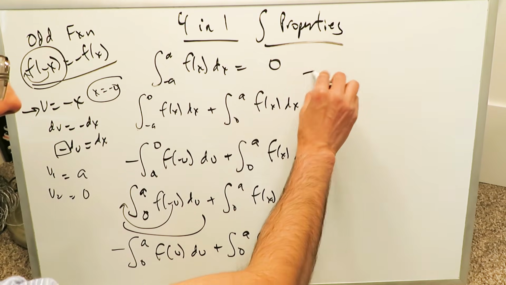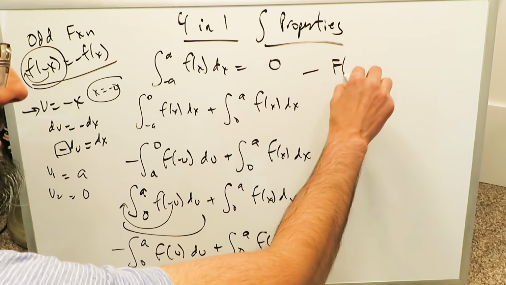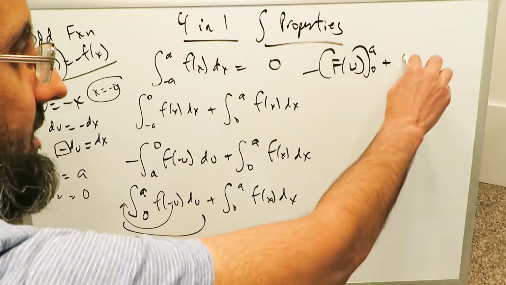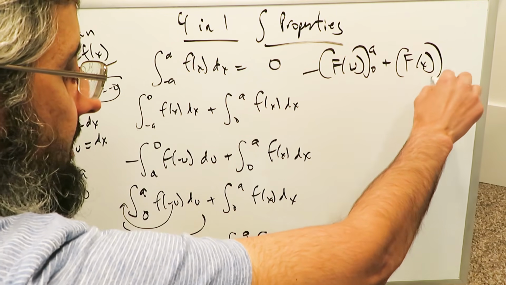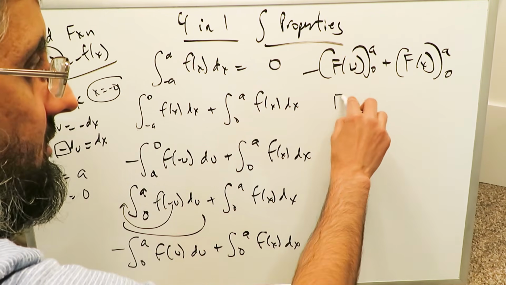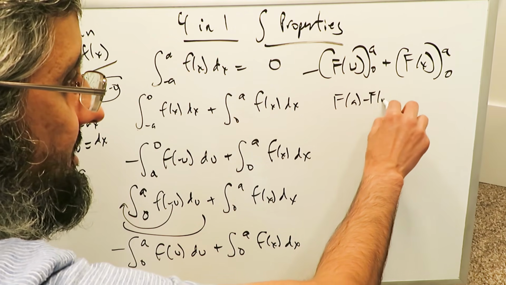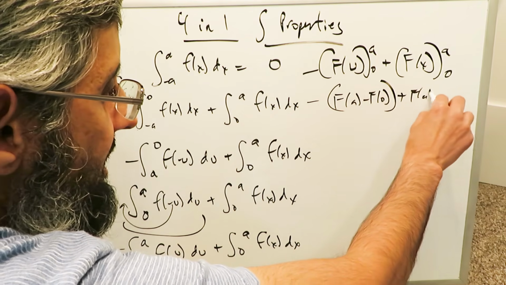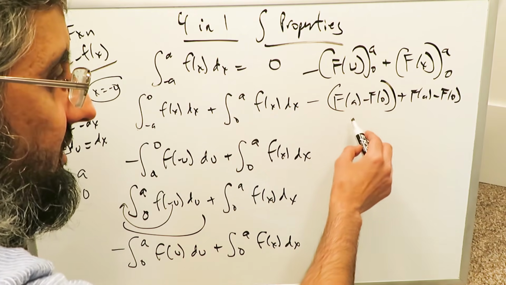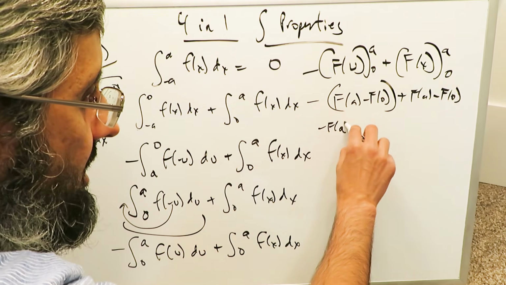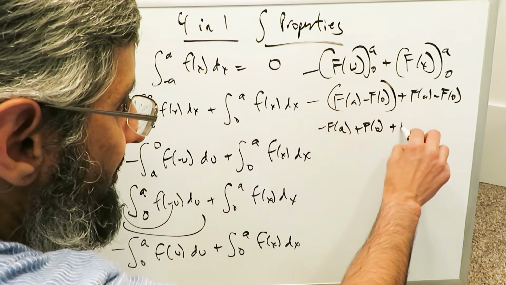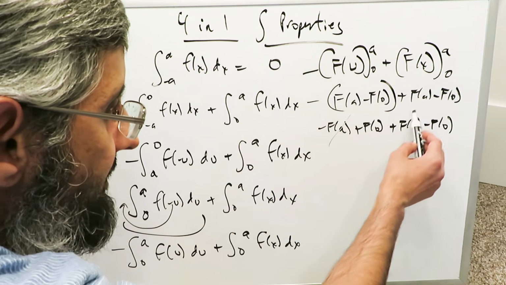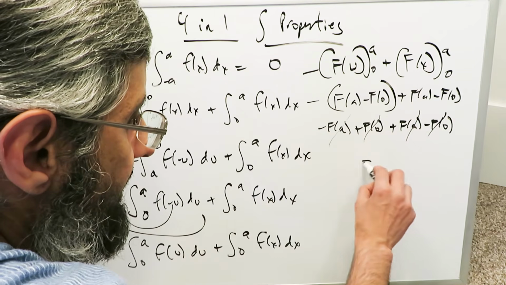You'll have a minus sitting out here, you'll have the antiderivative F of u, evaluated from 0 to a, plus the antiderivative F of x, evaluated from 0 to a. All you have to do is F of a minus F of 0, that's still with a minus sitting outside, plus F of a minus F of 0. Open this up, you'll have minus F of a plus F of 0, and then you'll have plus F of a minus F of 0, and everything will cancel out. Minus F of a will cancel out with that, positive F of 0 with that, and it'll zero out.